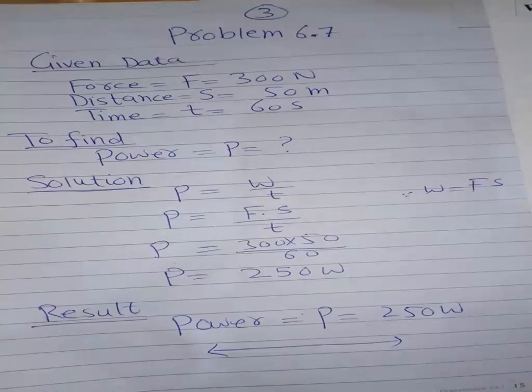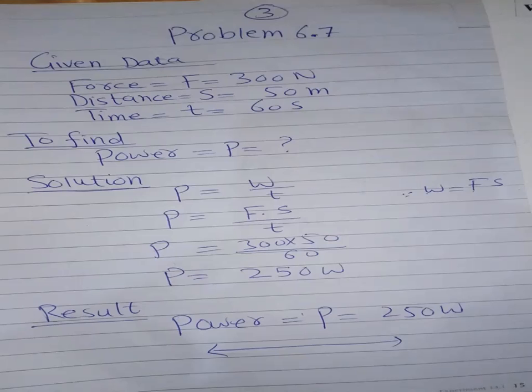Now I'm moving towards problem 6.7. First of all, I read the statement of problem 6.7. A man pulls a block with a force of 300 Newton through 50 meter in 60 seconds. Find the power used by him to pull the block. I repeat, problem 6.7 on page number 142. Please open page number 142 of your textbook, and problem number 6.7 I'm going to solve now. The statement is: a man pulls a block with a force of 300 Newton through 50 meters in 60 seconds. Find the power used by him to pull the block.